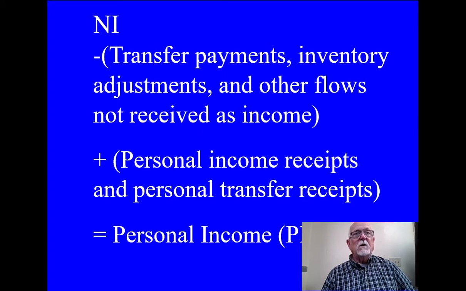Now, from national income, we can subtract transfer payments, inventory adjustments, and other flows not received as income. So this is stuff that's floating around, but no person is receiving as income in the United States. And then we add personal income receipts and personal transfer receipts. In other words, money transfer payments that we're getting from people in other countries, as an example. And those adjustments give us personal income.